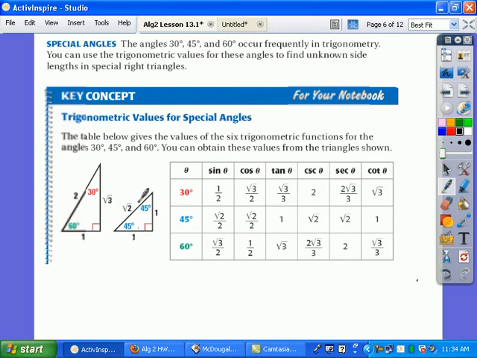But the 30-60-90 we just have to memorize. And the way we do it is we look at the short side. The short side gets multiplied by 2 to give us the length of the hypotenuse. And the short side gets multiplied by radical 3 to give us the length of the long side.